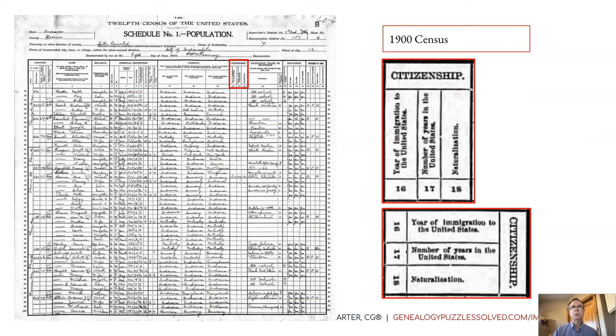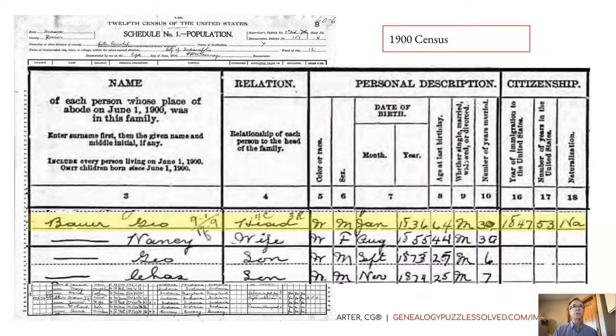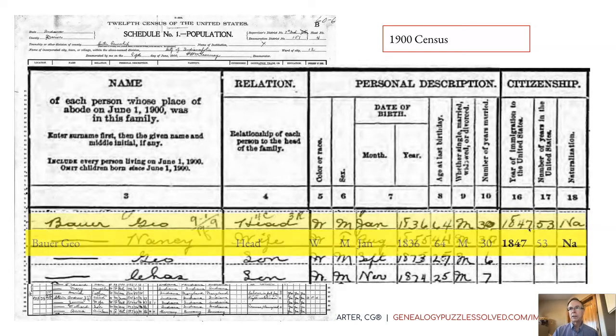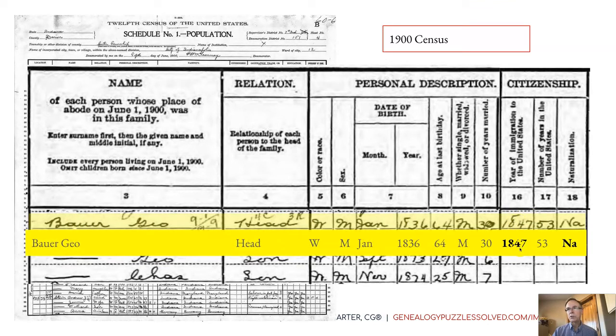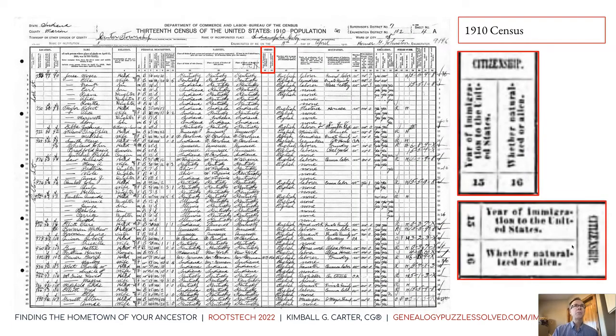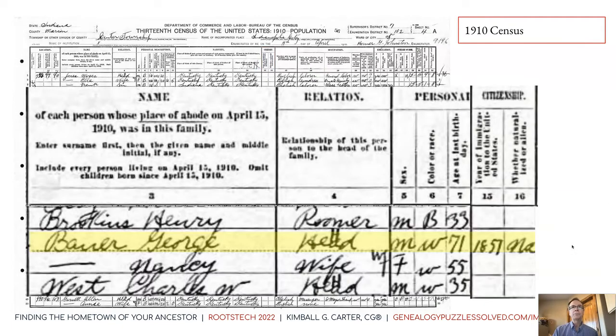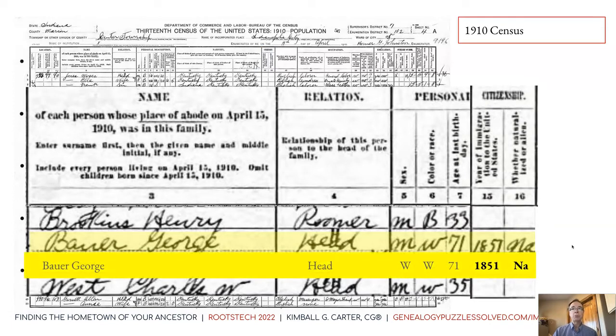This is what those columns look like on the 1900 census, and here's an example of George Bauer. You can see over here it gives his year of immigration as 1847, when he arrived, and that he was naturalized before this date, so before 1900. 1910 census, again, same kind of thing. Here's another example of the same person. This time he said 1851 was when he arrived. So notice the difference. The truth is he arrived in 1850.